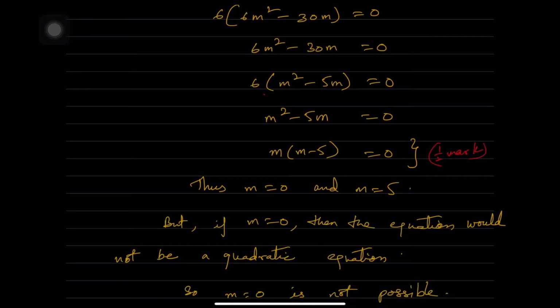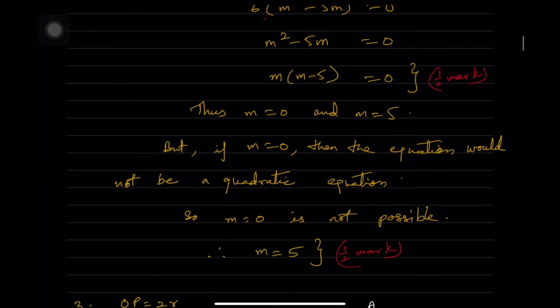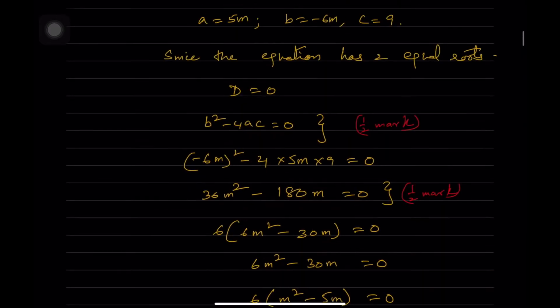For this you are having half mark again. So thus m is equal to 0 and m is equal to 5. But if m is equal to 0, then the equation would not be a quadratic equation. So m is equal to 0 is not possible. Therefore m is equal to 5 is the answer. This is also half mark.